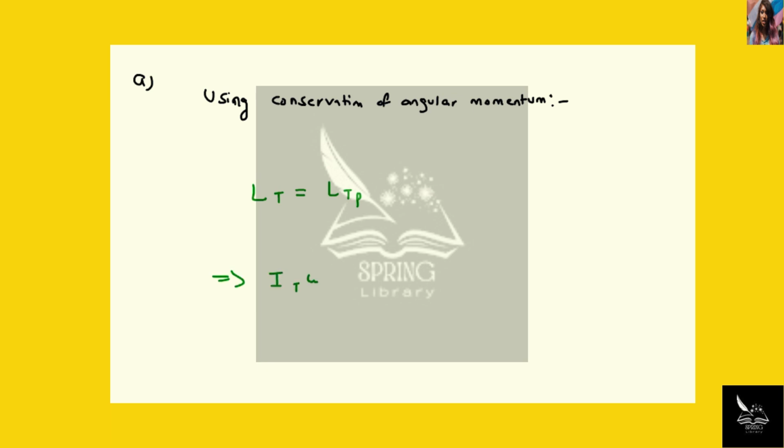Solving part A of this problem. So using conservation of angular momentum here, I can write the expression as L_T is equal to L_TP, or I_T omega_T is equal to I_TP omega_TP.